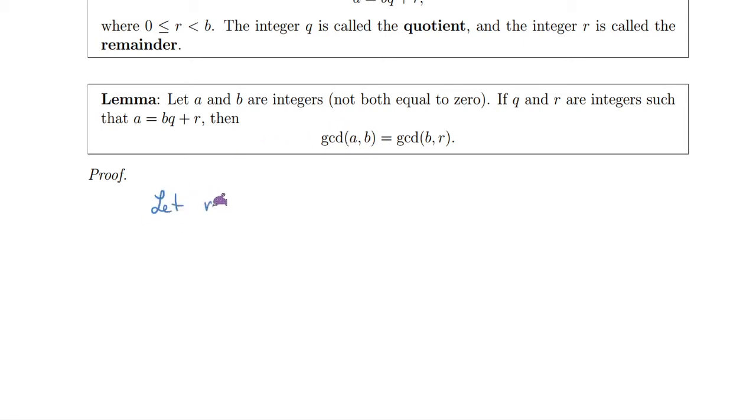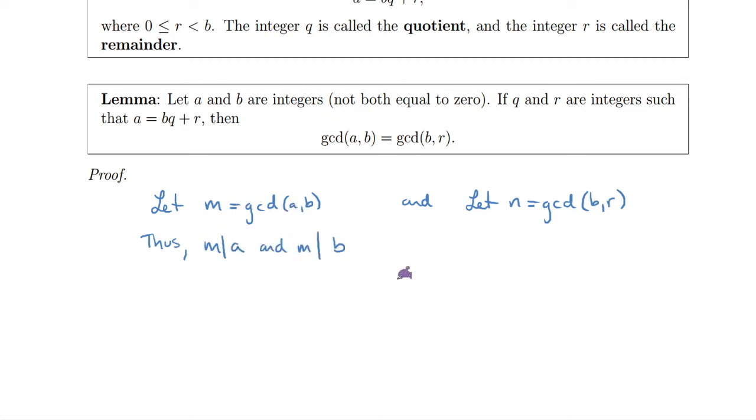So let m be equal to the GCD of a and b, and let n be equal to the GCD of b and r. All right. So what does this mean? Well, saying that it's a GCD, m would have to be a divisor of a, and m would have to be a divisor of b, right? Okay, I'll come back to this one in just a second. Let's explore this a little bit. So m divides a and m divides b, and it's the greatest common divisor.